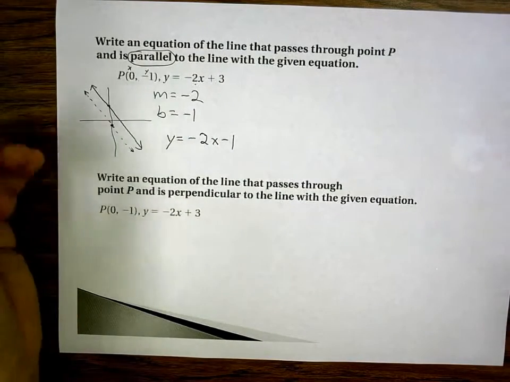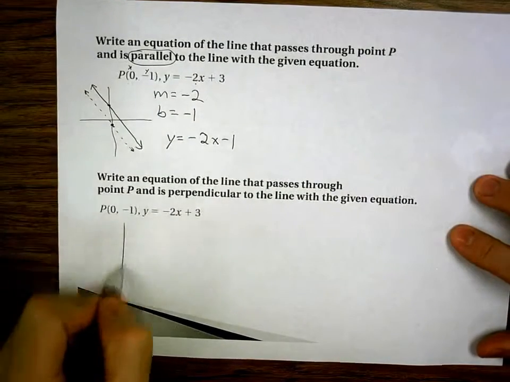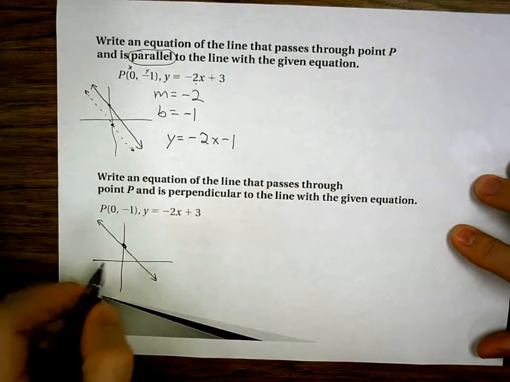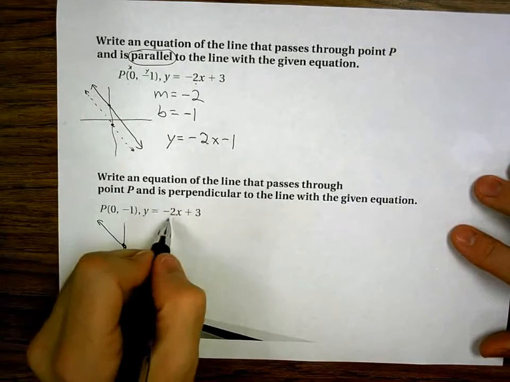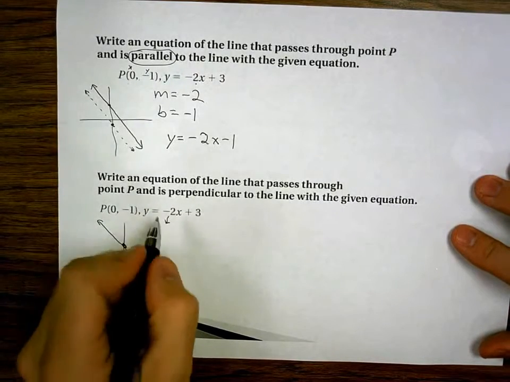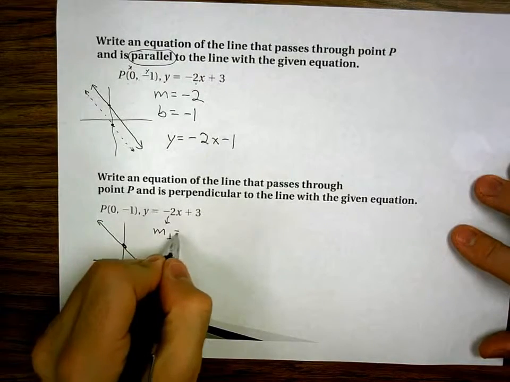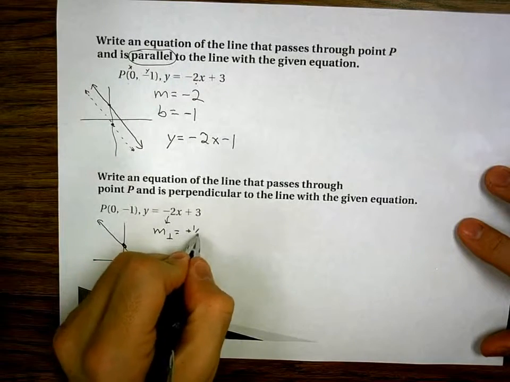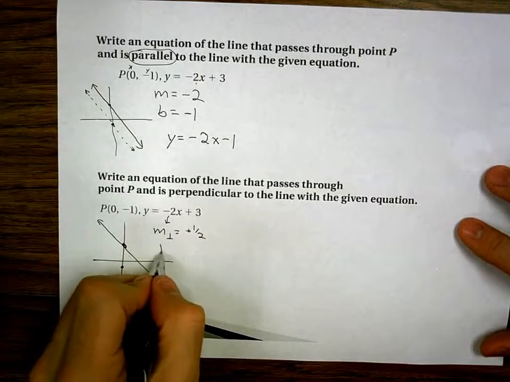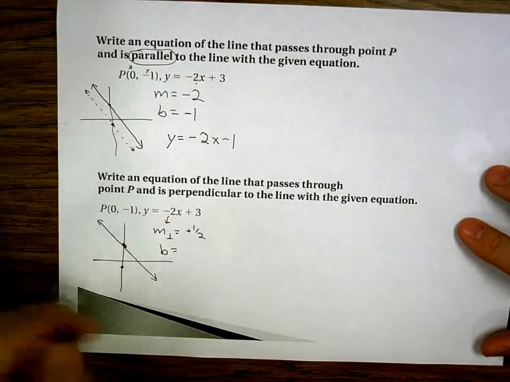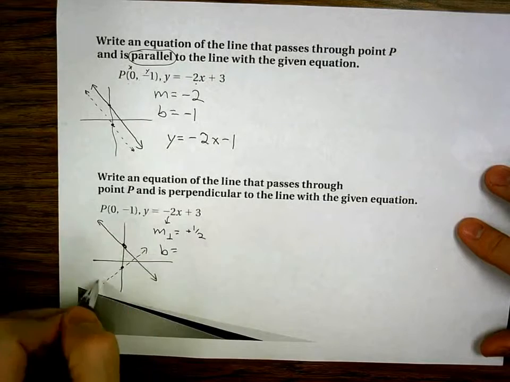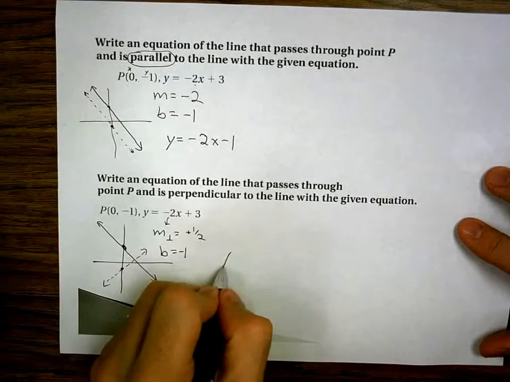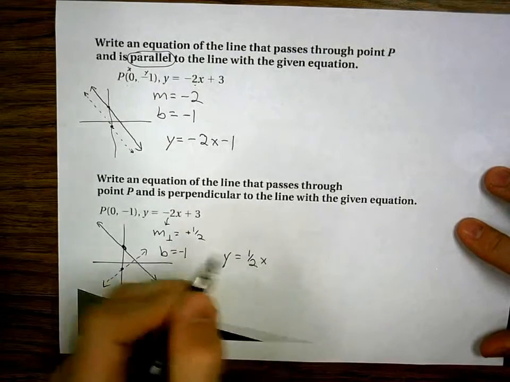In our last one here, we do the same approach, but now we want perpendicular. So I still have this equation. I still want to go through this point, but it needs to be perpendicular. Well, if my slope is -2, the slope of the perpendicular is the opposite reciprocal. -2 becomes positive 1/2. Now we still need our y-intercept, but it works the same way here. It still goes through 0, -1, so that's -1. So our equation is y equals 1/2 x minus 1.